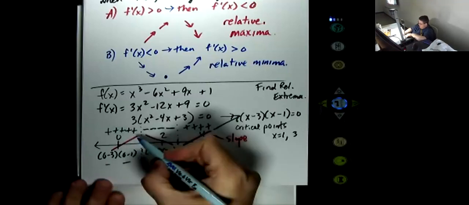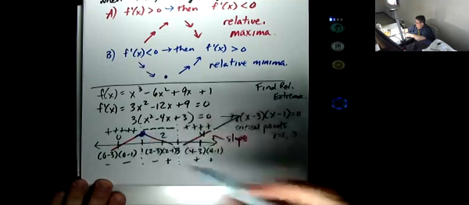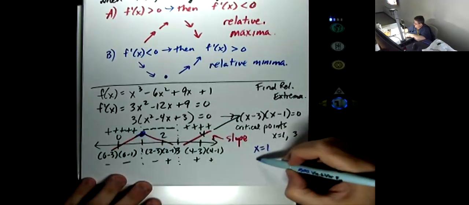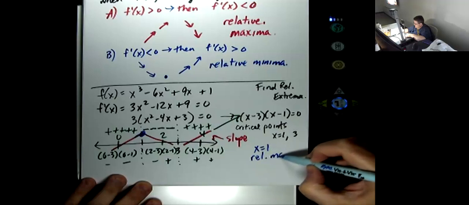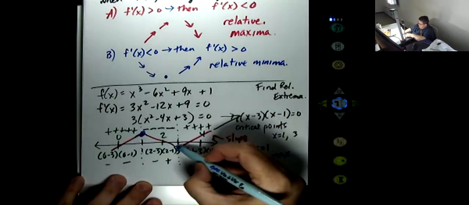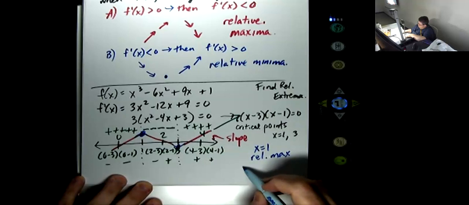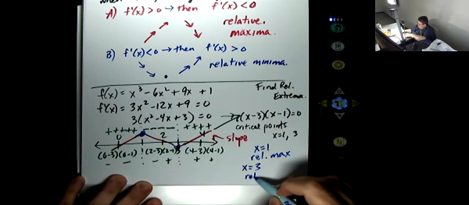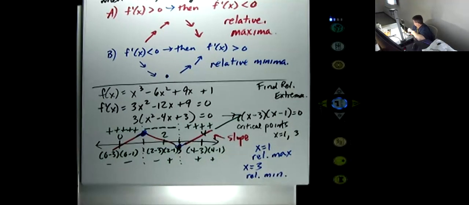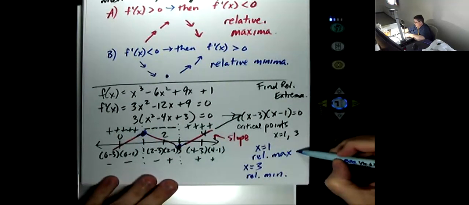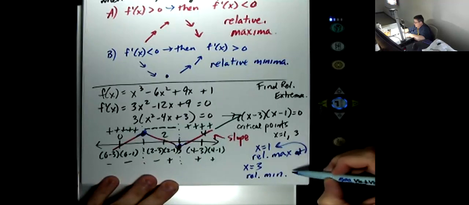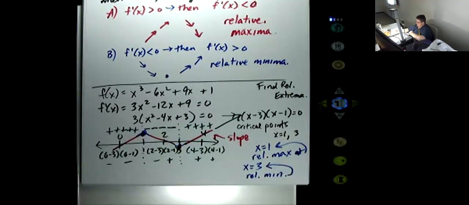Here, we're going to have a peak right here. So x equals 1 is a relative max. And if I connect these right here, x equals 3 is a relative min. I should say the relative max is at x equals 1, and the relative min is at x equals 3.